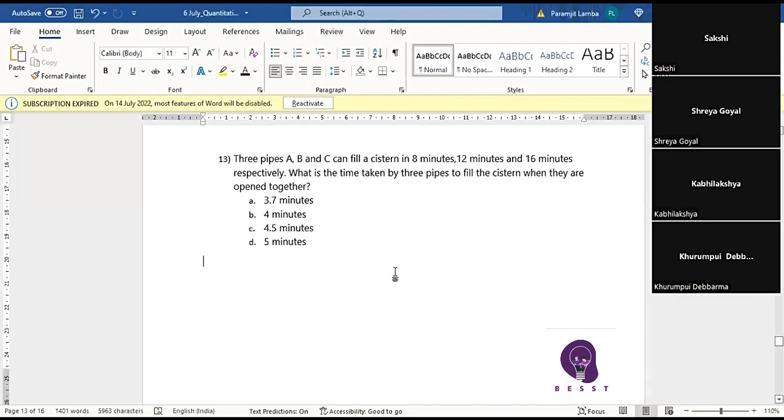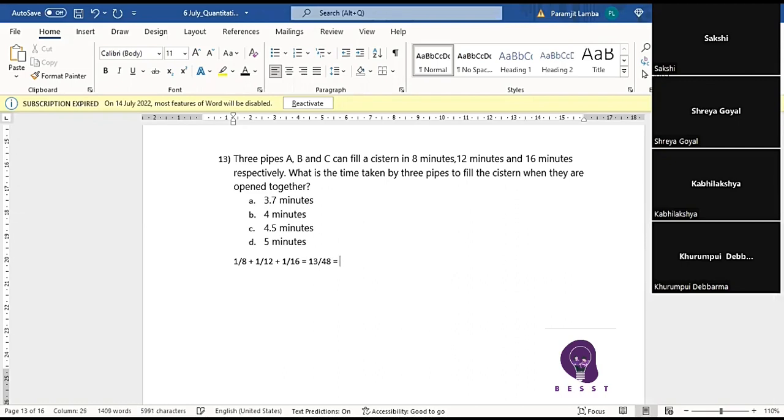So for everyone's reference, I'm going to put this on the screen. 1/8 plus 1/12 plus 1/16 is equal to, LCM will be 48 because that's common, and this is 13. How is it 13? 6 plus 4 plus 3. 13/48 is the part filled by the 3 pipes in 1 minute.